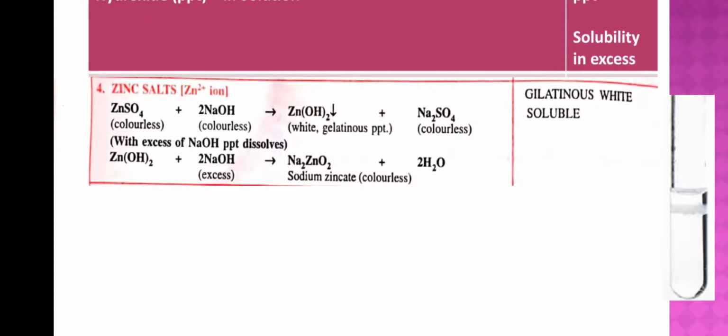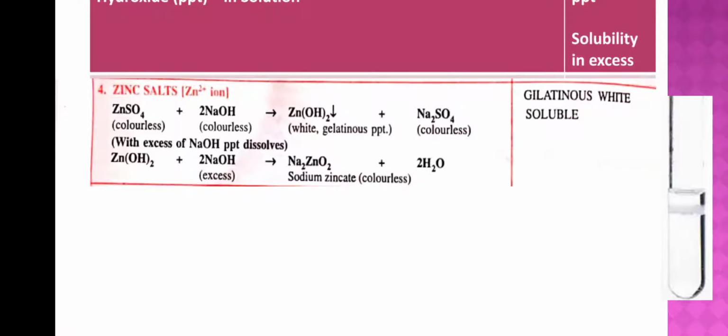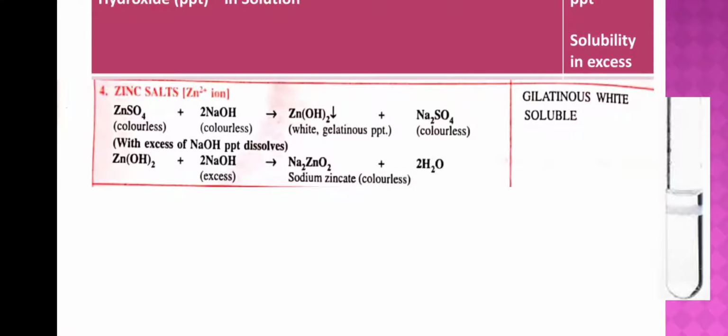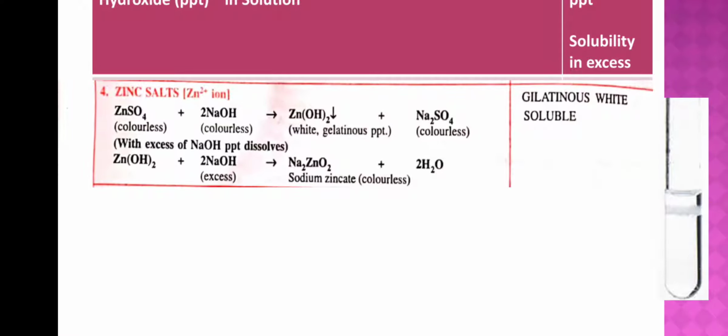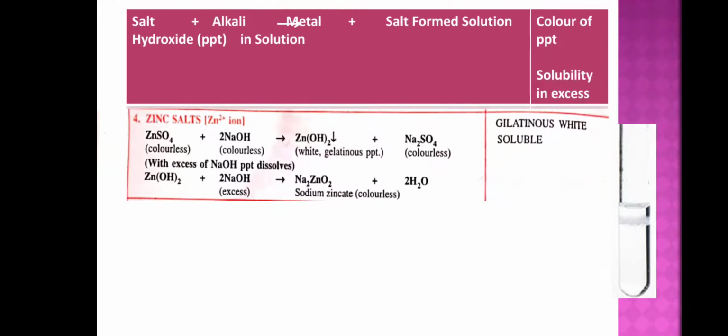Why? Because when zinc hydroxide reacts with NaOH, it forms a complex salt, sodium zincate, which is soluble in water, and hence the precipitate dissolves. So zinc salts give us a gelatinous white precipitate, and in excess of NaOH, it will dissolve. So it is soluble in excess of NaOH.